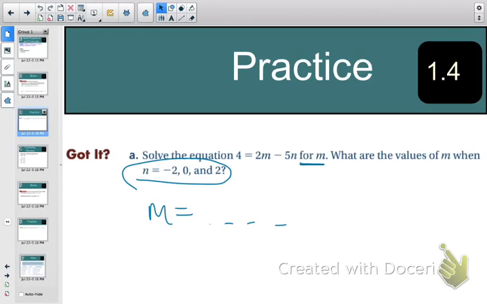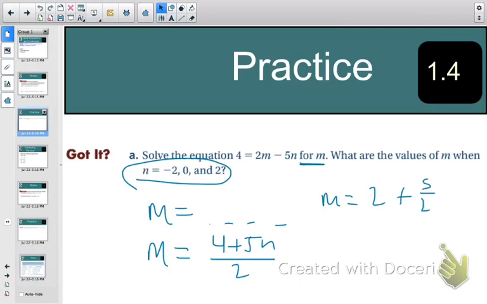All right, welcome back. If you were going to solve this, you should have got m equals 4 plus 5n over 2. If you divided that out, it could also look like this: m equals 4 over 2 is 2, plus 5 over 2, or 2.5, n. Okay, and then you just plug those numbers in for n.